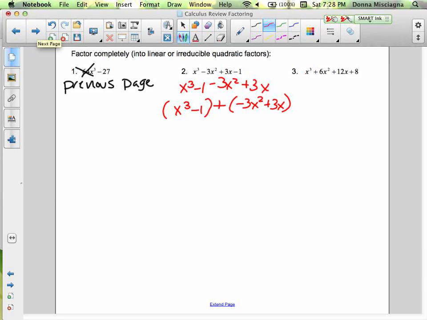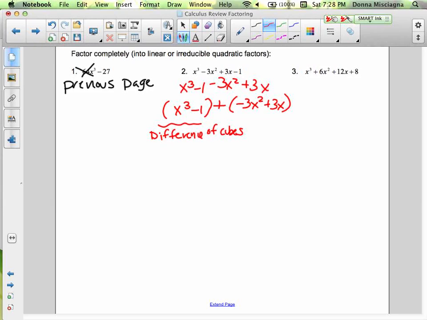Here we can factor this. This is a difference of cubes. We're going to use that pattern we learned. I, by the way, did not solve these out ahead of time, so I'm going to be doing them along with you. All right, and then here we just pull out a greatest common factor, so no biggie.